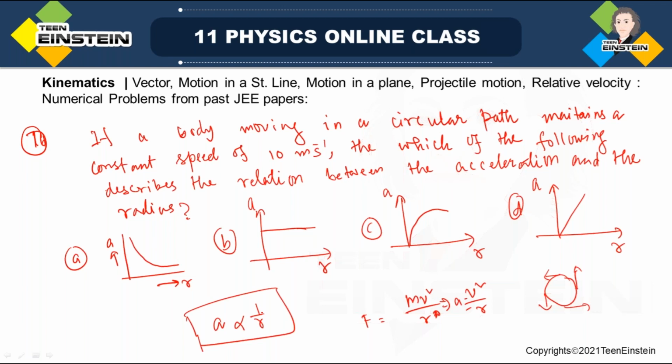So which among these four is stating that characteristic? That is this one. This is having an inverse relation. It is inversely varying with the radius. So this is the correct option among these. Option A will be the correct answer for this question.